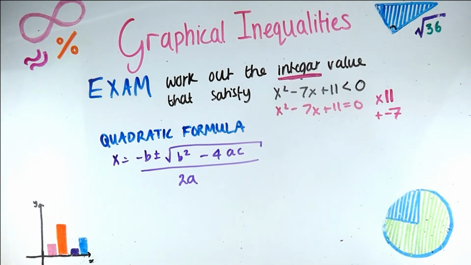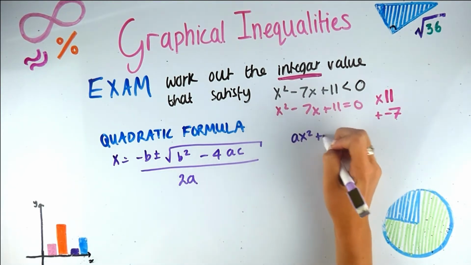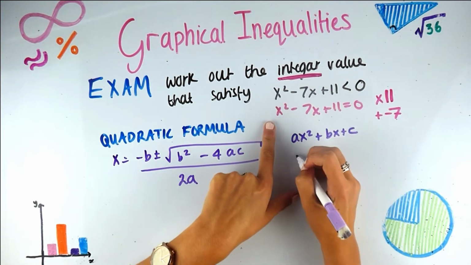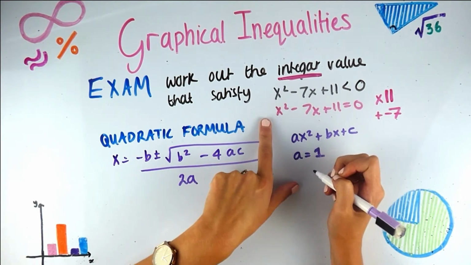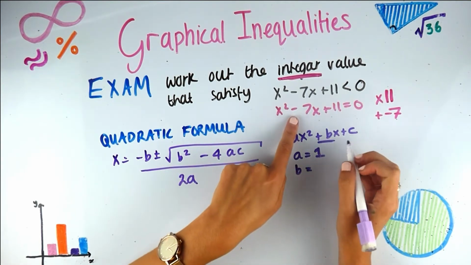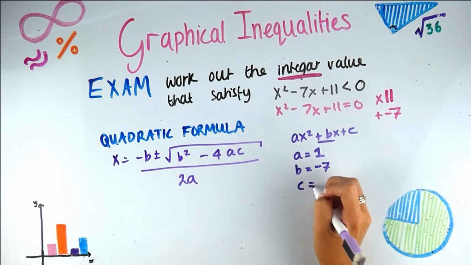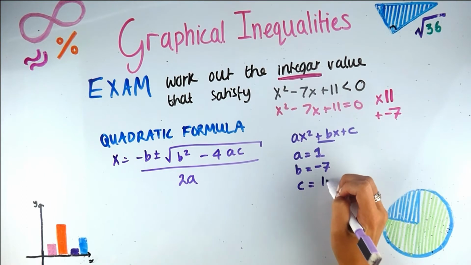So first of all, let's identify what a, b and c are in our equation. So if I draw out a quadratic, what is a in our example? a is just 1, not 0, otherwise the x squared wouldn't exist. b is the x coefficient, so the number for the x, which is here, minus 7. And c is the bit without an x or an x squared term, and that is 11.